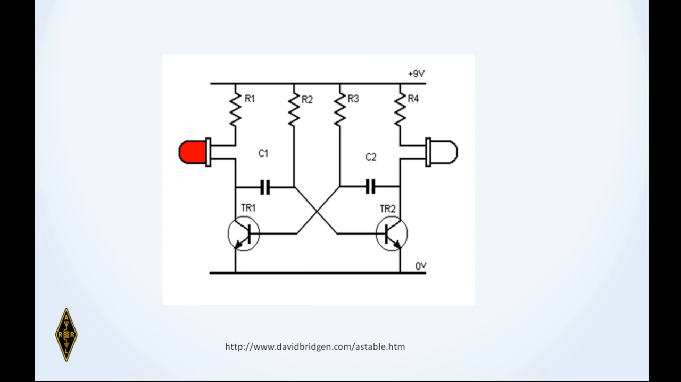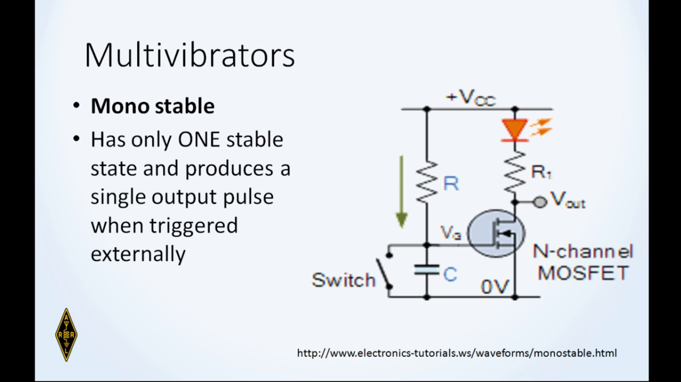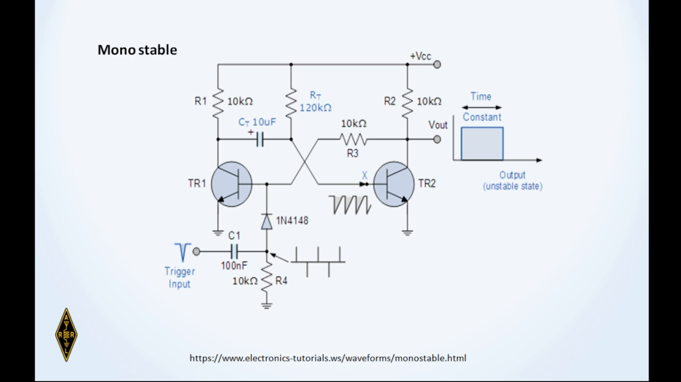Now, you can have monostable multivibrators, which have only one stable state. So you have a switch that triggers it to have an output pulse. And so here's another view of it. You have a trigger input coming in. Notice how that's a little spike. And you have a longer constant time output on the output side.